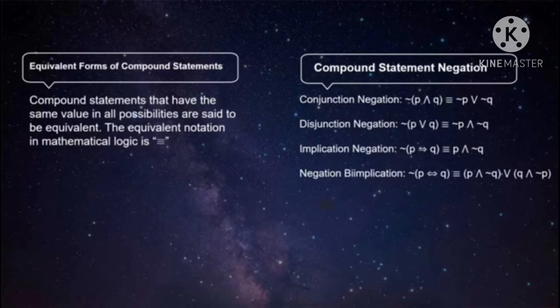And number 10, compound statement negation. Conjunction negation equals negation of P and Q, equivalent to negation P or negation Q. Disjunction negation equals negation of P or Q, equivalent to negation P and negation Q. Implication negation equals negation of if P then Q, equivalent to P and negation Q. Biimplication negation equals negation of P if and only if Q, equivalent to P and negation Q or Q and negation P.